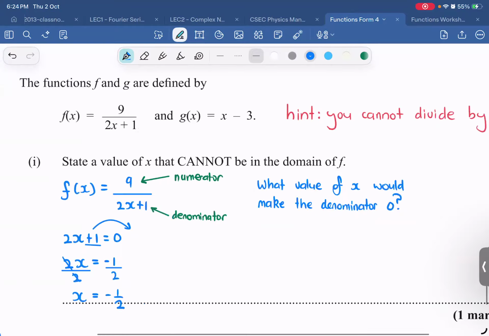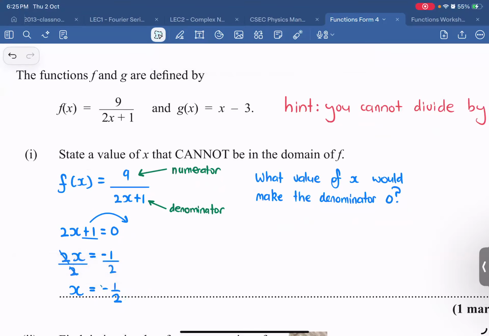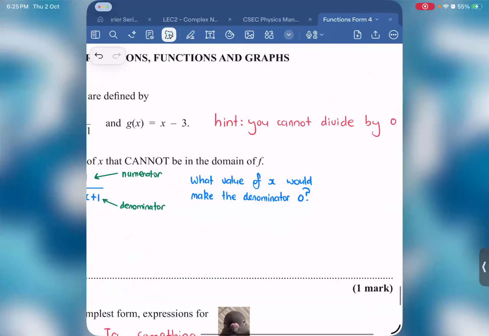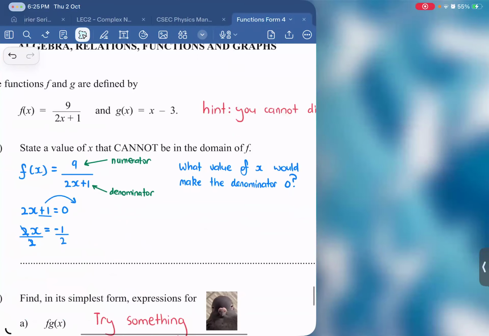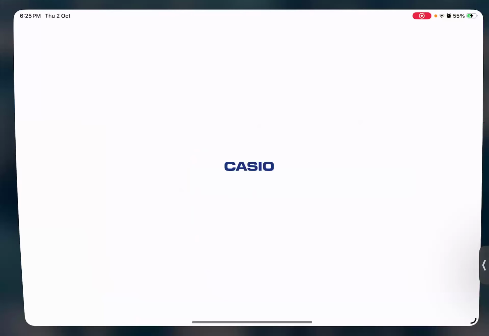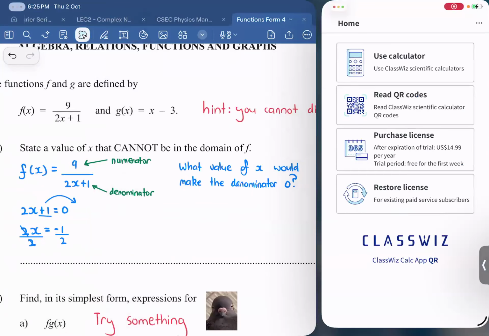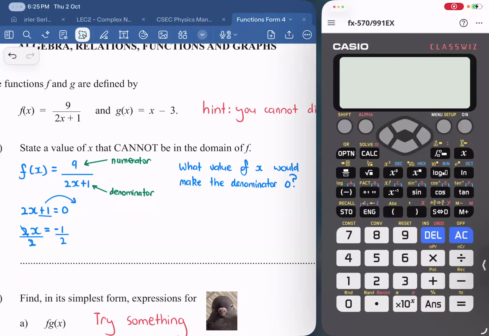And for any of you non-believers out there, let's plug that into the calculator and see if that would give us a value of 0 for 2x plus 1. Let's see. Does anybody know why -1/2 can't be in the domain of f? I'll give you all a hint, right? Can we divide by 0?